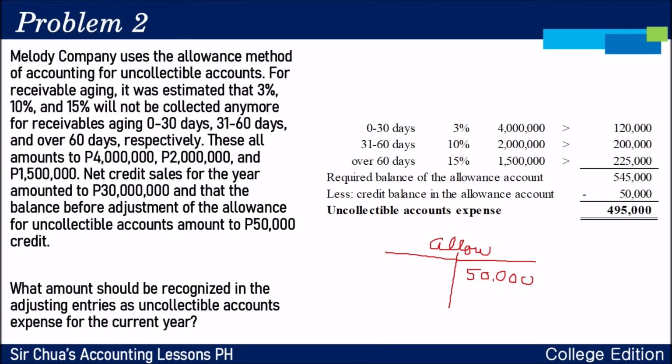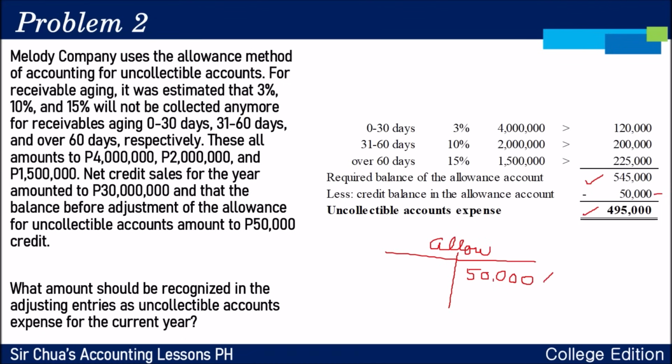Kaso, sa iyo pong aging of accounts receivable and estimation of uncollectible accounts, 545,000 daw po kasi yung required balance ng allowance. Yan daw po kasi yung iyong ini-expect na talagang dapat. Yan yung uncollectible na ni-estimate mo, 545. Kaso nga, may 50,000 na dito sa credit. Sabi natin, yung T account na to, dapat, ang laman niya, 545. Kaya minus natin yung 50,000, ang adjusting entry natin, 495,000. Debit uncollectible accounts expense, credit allowance for uncollectible accounts.